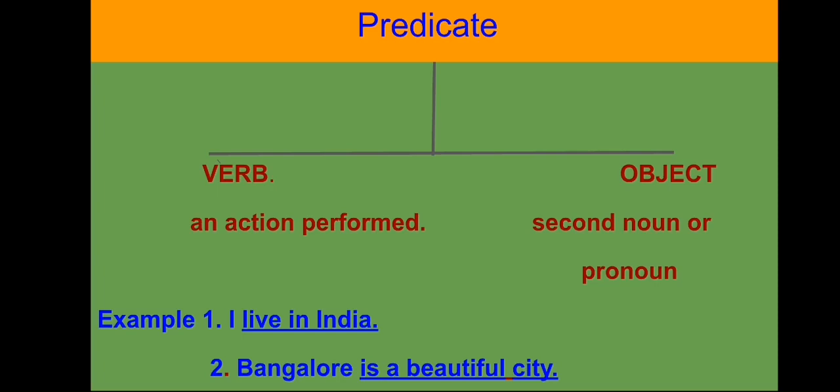Now, talking about the second sentence, that's Bangalore is a beautiful city. Now, Bangalore here is the subject, is a beautiful city is the predicate in the sentence. Now, here in this, is is the verb and a beautiful city is the object. So, to complete a sentence, we need a subject, verb and an object.